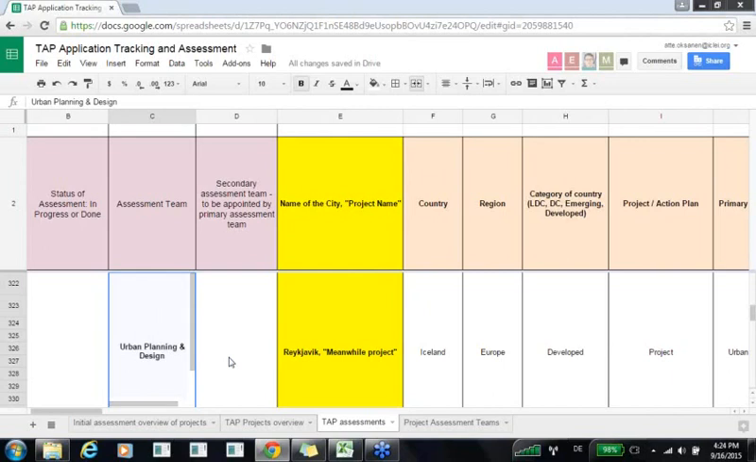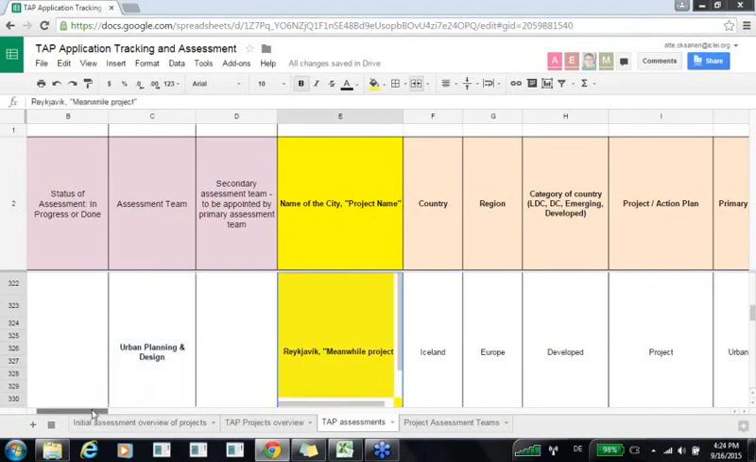So the main assessment team would say, okay, we as urban planning and design have already reviewed this application, but we think that the second thematic area is worth exploring as well within this application, so therefore this other team should also take a look at the application.